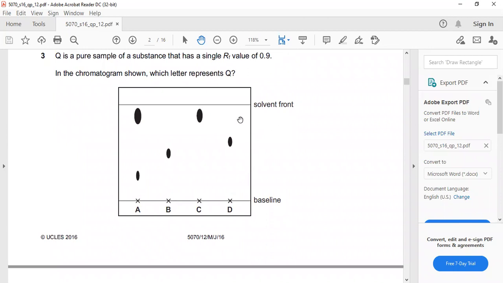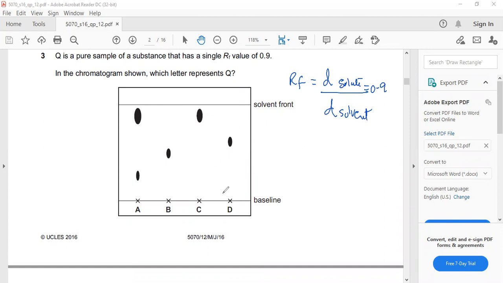Question 3. Q is a pure sample of a substance that has a single Rf value, 0.9. Rf means distance covered by a specific compound, the solute, upon distance covered by the solvent. And if the answer is 0.9, it means it has covered too much distance. Okay.